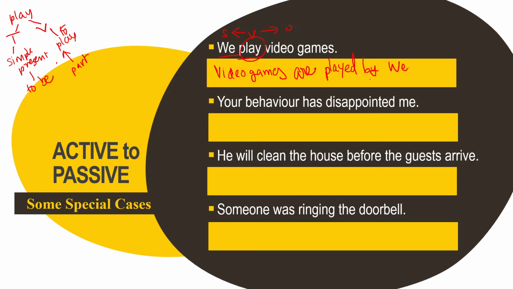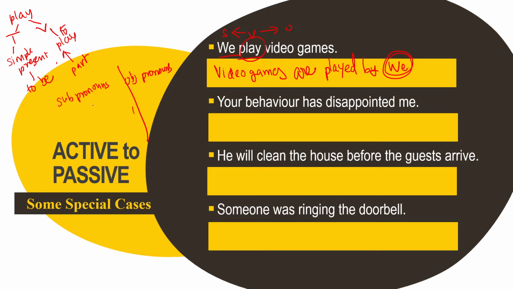We followed all the rules, but we still got a little funny sentence. Video games are played by we. What's wrong with this sentence? This we doesn't sound right. And why is that? Because you have something called the subject pronouns and you have something called the object pronouns.